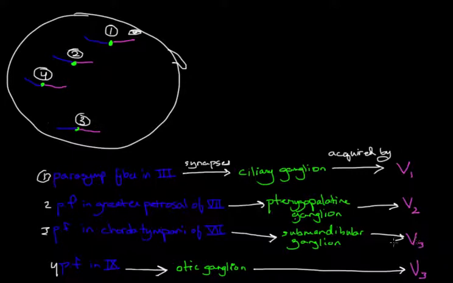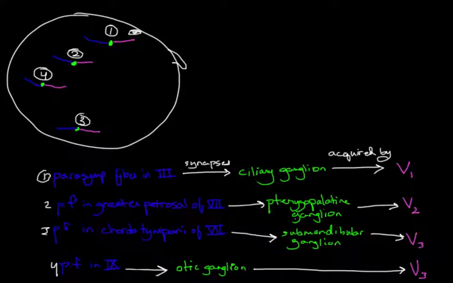And that's going to get acquired by, so when we say acquired, it just means it's picked up after this ganglion by cranial nerve 5-3, okay? So 5-3 is going to pick it up after here. And lastly, you have a parasympathetic fiber in cranial nerve 9, which synapses at the otic ganglion, and then gets acquired by cranial nerve 5-3.